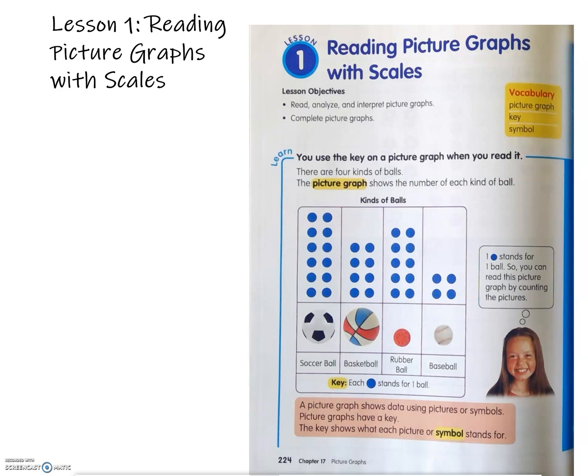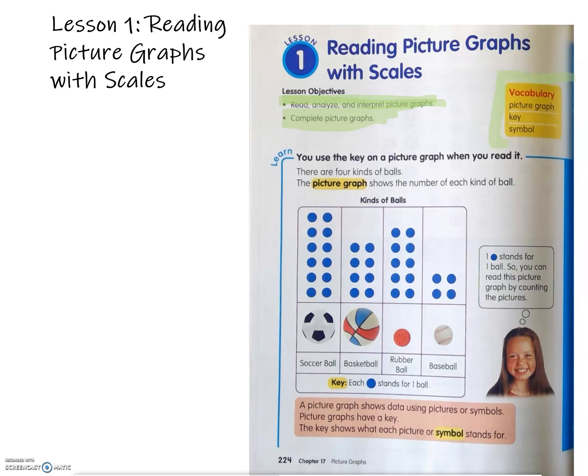Today we are going to start lesson 1 in picture graphs. Lesson 1 is about reading picture graphs with scales. You'll be able to read, analyze, and interpret picture graphs after learning about this lesson. You'll also be able to complete your own picture graphs, so we'll see all of this being possible in a minute here. Now, you should have already put in your picture graph vocabulary into your distance learning notebook.